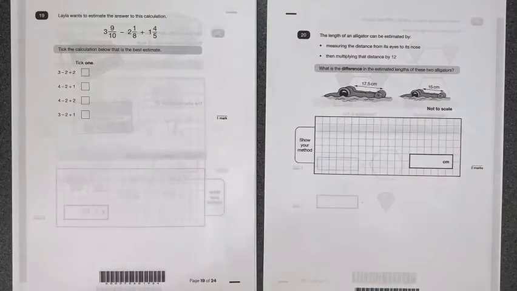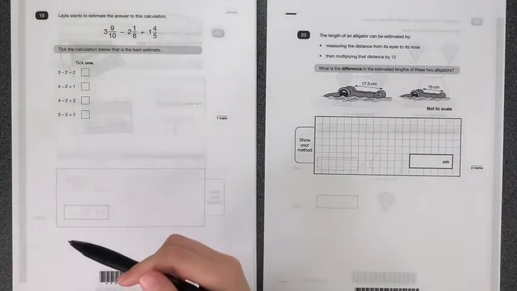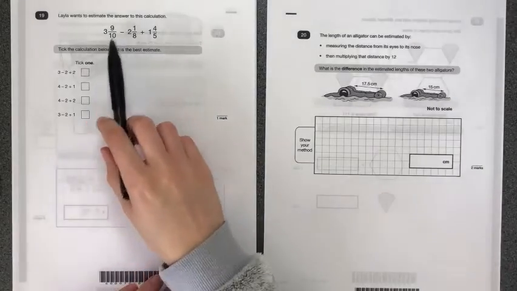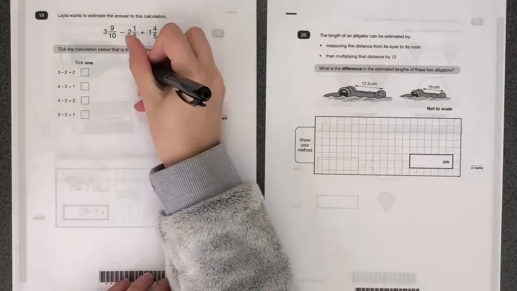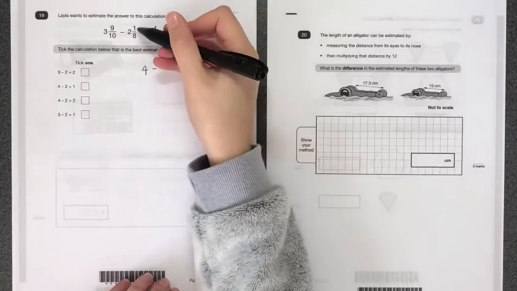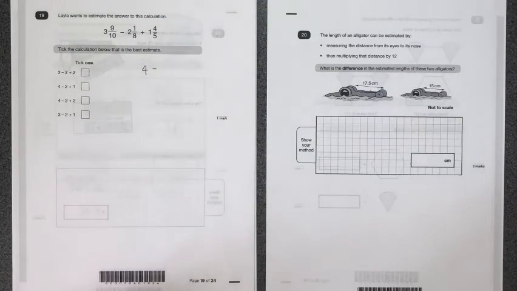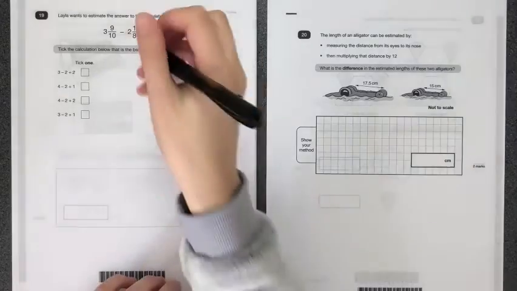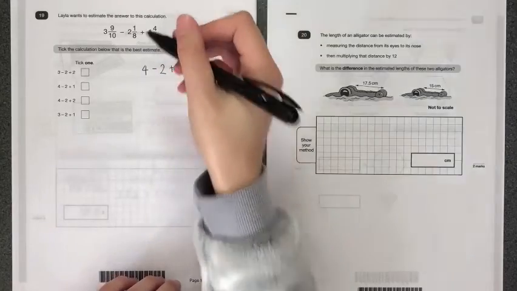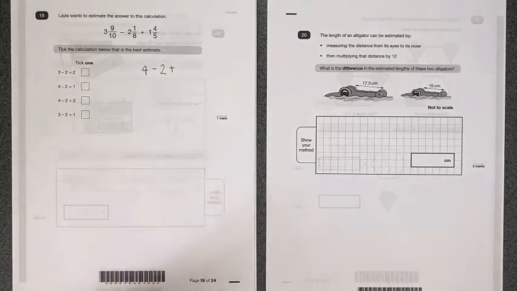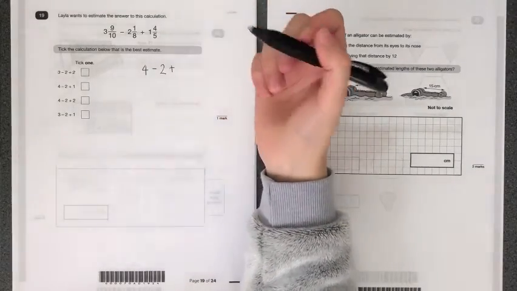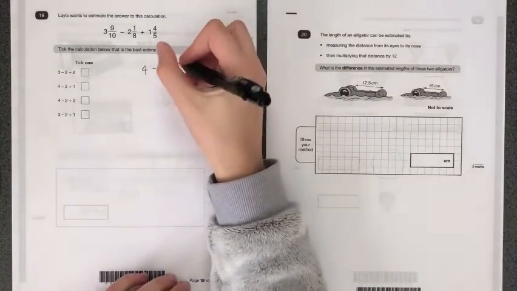3 and 9 over 10. Well, we know that 9/10 is closer to a whole number, so 1. So we're going to make our 3 and 9/10 equal 4. We're going to round it up. Minus 2 and 1/8. 1/8, we're going to round it down. So it will be 4 minus 2 plus 1 and 4 over 5ths. Well, 4 over 5ths, we only need to add 1 over 5 to 4 over 5 to make it equal a whole number. So we're going to round this up to 2.